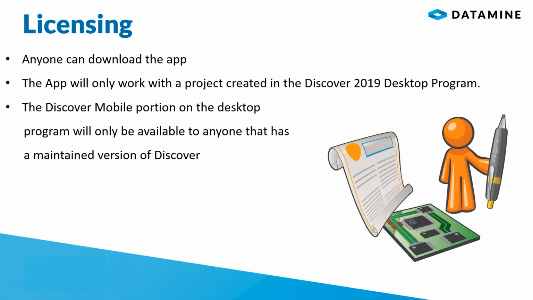So as I mentioned before, anyone who's got the Discover 2019 desktop program will have access to the mobile tab, as you'll see once I open up the desktop, where you can then import your projects to mobile. If you do not have access to the Discover 2019 desktop program, you will not be able to use the mobile app. You'll be able to download it, but you will not be able to use it with Discover.